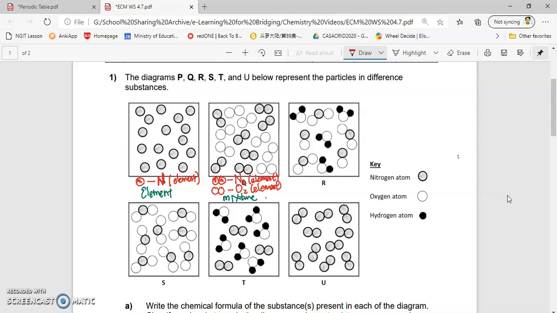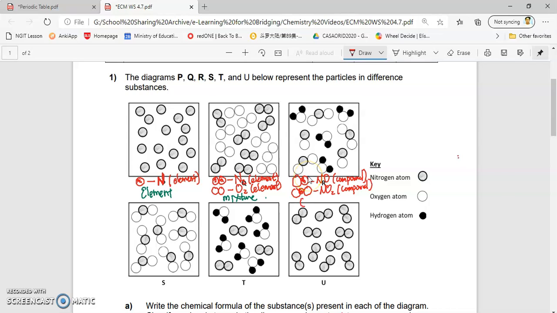Next one, let's look at R. R actually consists of three things. First one is a circle, and then a little shaded one. This is actually NO. Can you see N and O, nitrogen and oxygen combined together, two different elements. So this is a compound. Next one, we have one shaded one beside two like this. This is actually NO2. So once again, nitrogen and oxygen chemically combined together. This is a compound.